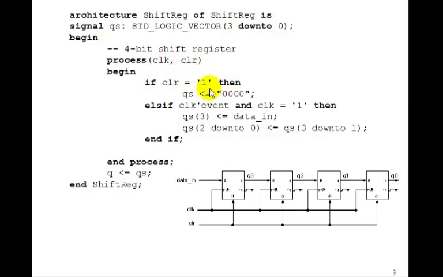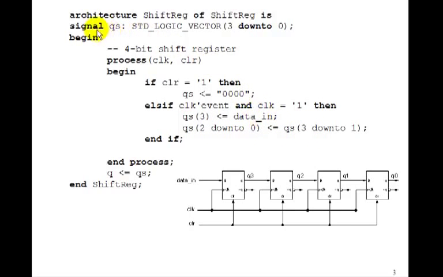If clear equals 1, we'll do the asynchronous clear. QS is 0, 0, 0, 0. Else, on the rising edge of the clock, clock'event and clock equals 1, then Q3 gets data in. And then QS2 down to 0 gets QS3 down to 1. So Q2 gets Q3, Q1 gets Q2, and Q0 gets Q1. So we can do all those three operations in this one statement.